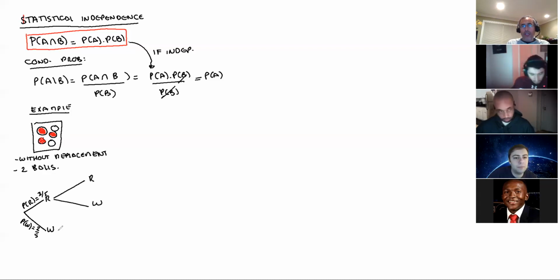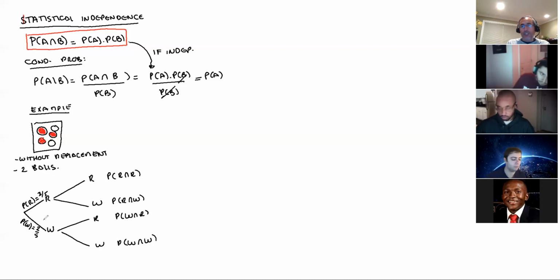Now, in the second round, given that the first is red, I can have a red or I can have a white. The last column is always the joint. So this is the probability of R and R, this is the probability of R and W, this is the probability of W and R, and this is the probability of W and W. How do we call these? These ones here are called marginal probabilities. These ones here are my joint probabilities.